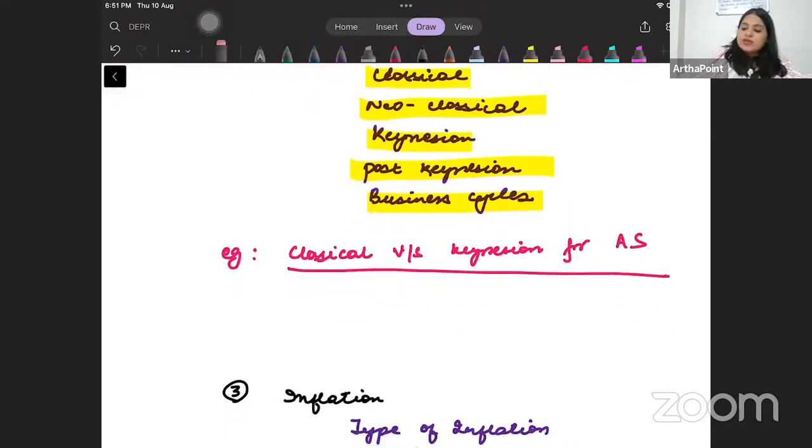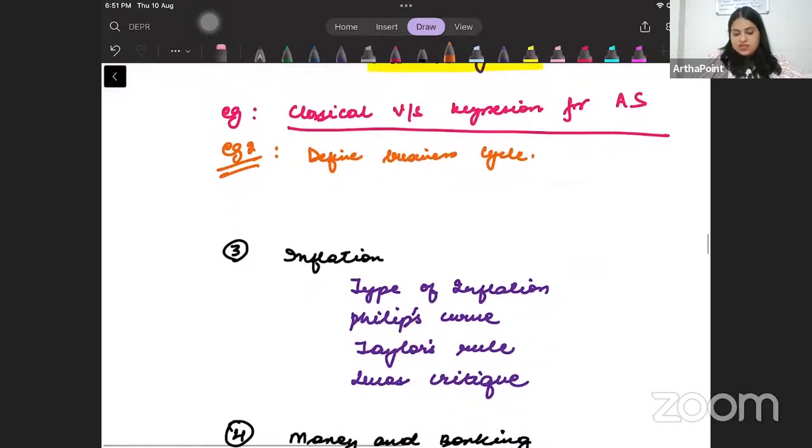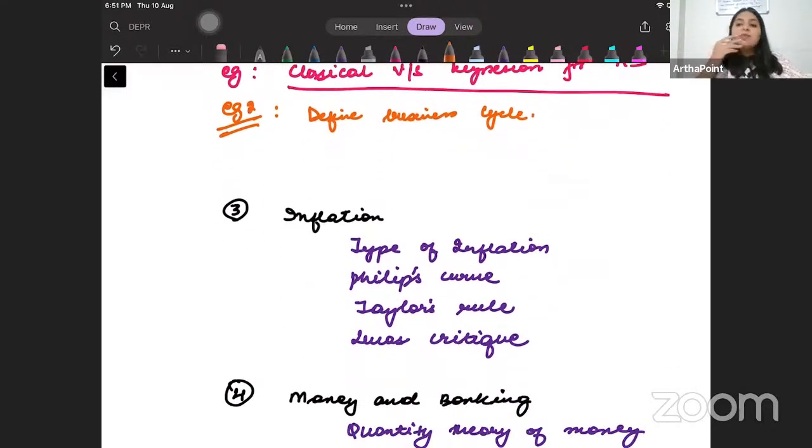Then they can ask you, for example, example 2, define business cycle. Okay, and link the 4 stages of business cycle, right? So then you have to tell what happens during recession, during inflation. They can ask inflationary gap, deflationary gap, ये सब भी पूछ सकते हैं, ठीक है?